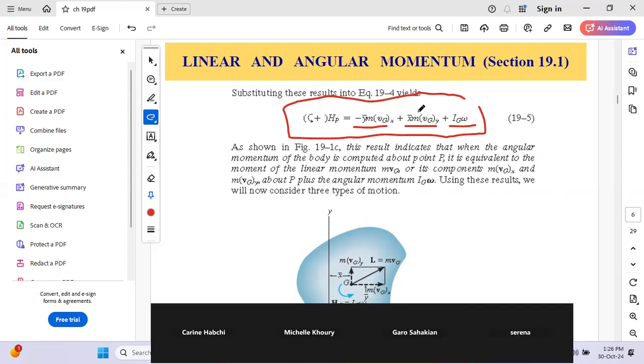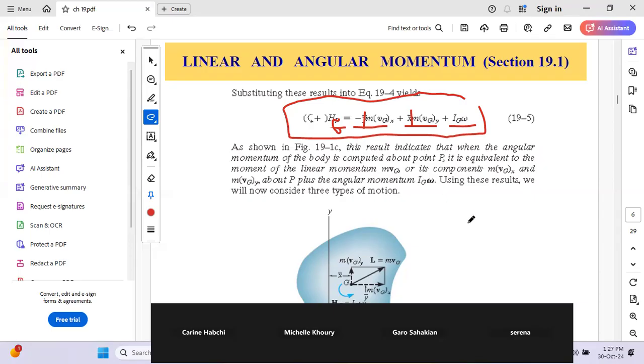Now we can take particular cases. The first particular case is if I take point P at G, so we'll go back to our previous result. Because if we put point P at G, what will happen? You will have y bar equal to 0 and x bar equal to 0. So we'll end up with HG equal to IG omega. And in case you consider a point that is fixed, okay? So if P is fixed and you want to find the angular momentum about it, also here you will go back to the previous result, which is the following.